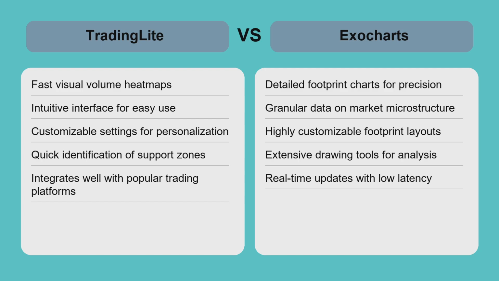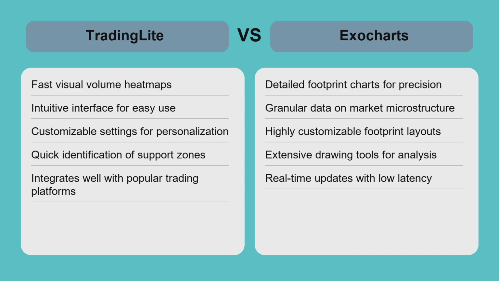TradingLite's heat maps offer a quick, intuitive way to identify liquidity zones and volume clusters, making it ideal for traders who want actionable insights without diving too deep into data complexity. On the other hand, Exocharts' footprint charts provide a microscopic view of bid-ask dynamics and order execution, which suits traders needing detailed order flow information for precise entries and exits.